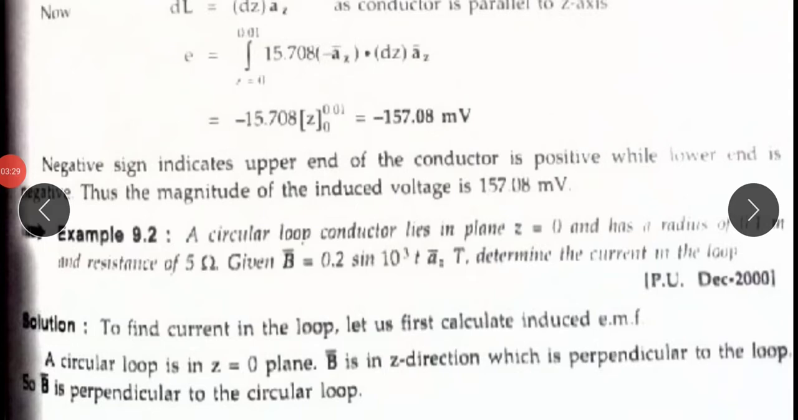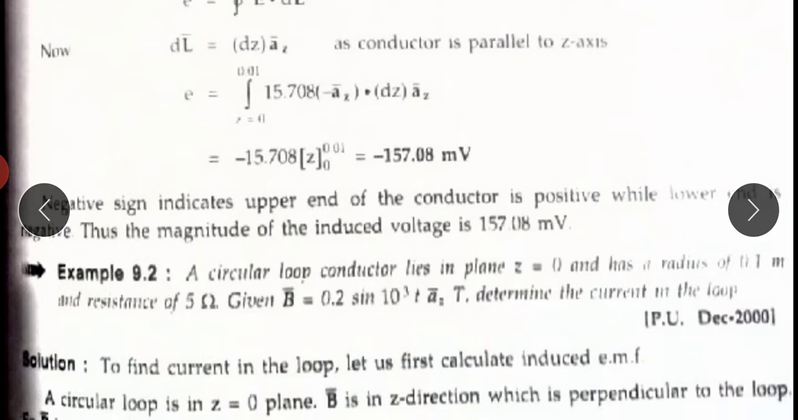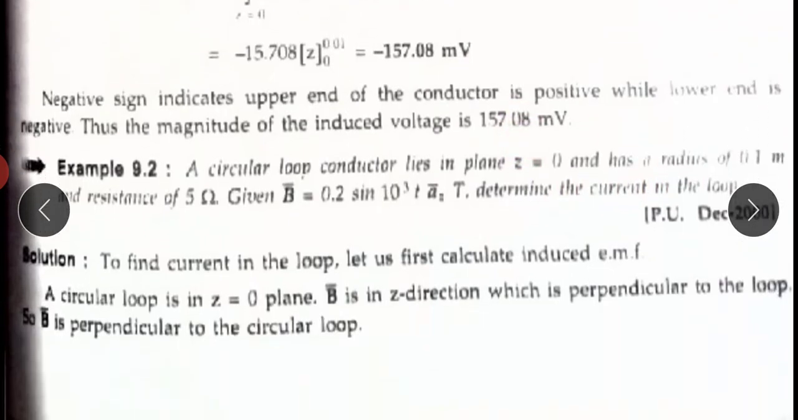Okay, next problem. A circular loop conductor lies in the plane z equals 0 and has a radius of 0.1 meters and a resistance of 5 ohms. Given B bar equals 0.2 sin 10 to the power of 3 t aZ bar, determine the current in the loop. Here we have to find the current. So first find the induced EMF; induced EMF divided by resistance equals current. To find the current in the loop, let us first calculate the induced EMF. A circular loop is in the z equals 0 plane.